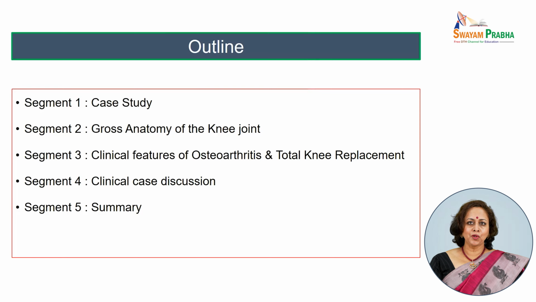Our lecture will be broken up into an outline of segments 1 to 5, segment 1 being a case study, segment 2 gross anatomy of the knee joint, segment 3 we will study clinical features of osteoarthritis and total knee replacement. Segment 4 we will discuss the clinical case, and in segment 5 we will summarize.